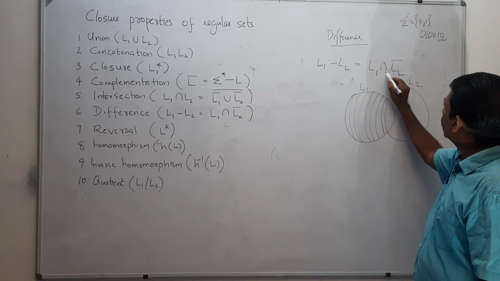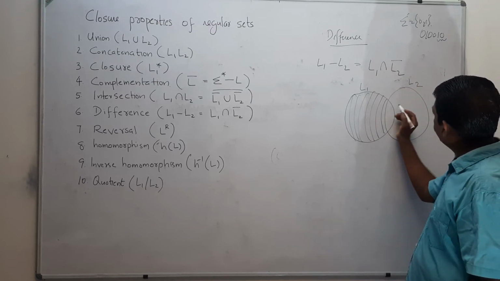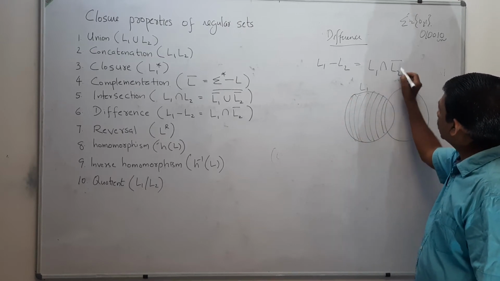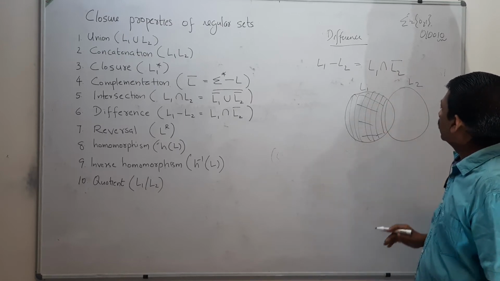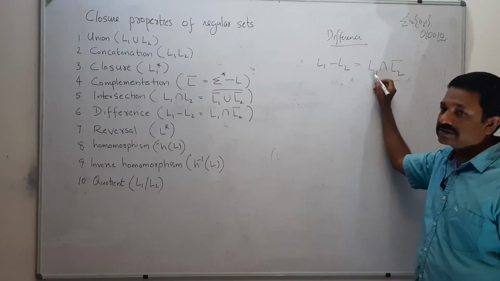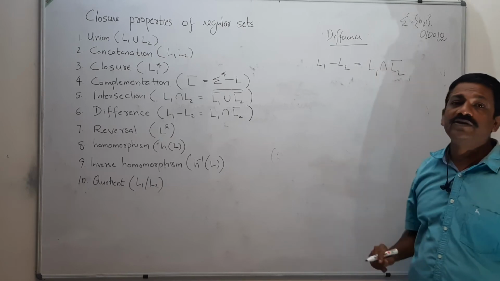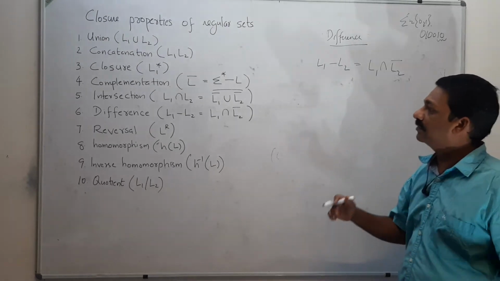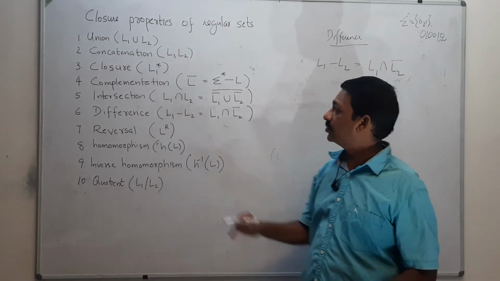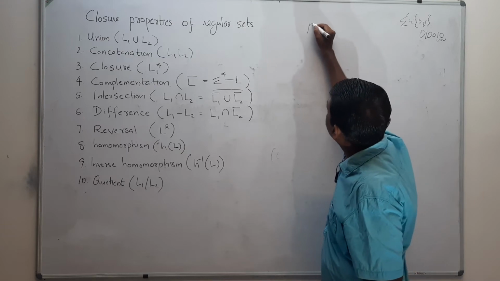What is L2 bar? L2 bar is this portion. So if you take L1 intersection L2 bar, you get this portion. Here L1 is regular, L2 is regular. As L2 is regular, L2 complement is also regular. Then if you take the intersection, we have already proved that the intersection operation is regular. That's why difference is also regular. Now we are going to discuss the reversal operation.